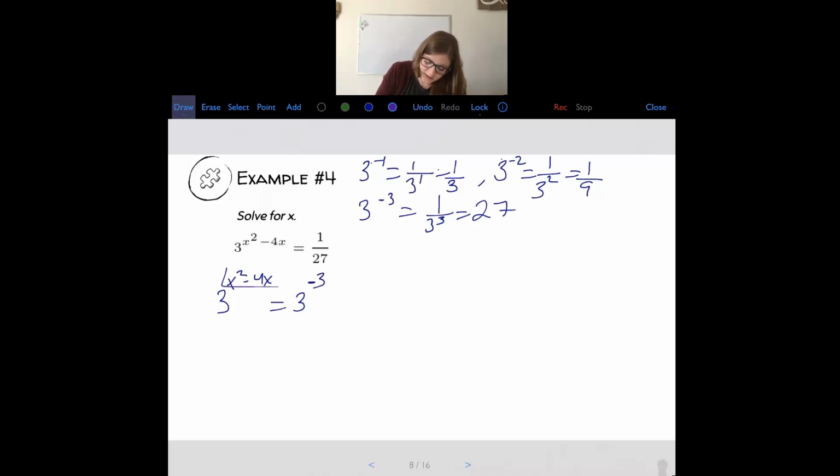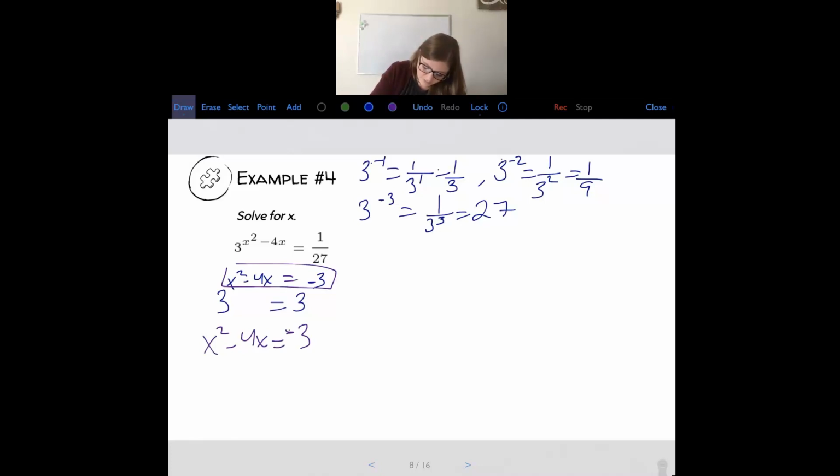With our bases the same, we set our exponents equal to each other. So we have x squared minus 4x equals negative 3. And we have a quadratic equation. So now we'll use the strategies that we talked about to solve quadratic equations by getting everything over to one side and having it set equal to 0. And then we can use factoring, square root property, quadratic formula, any one of the tools we've learned.